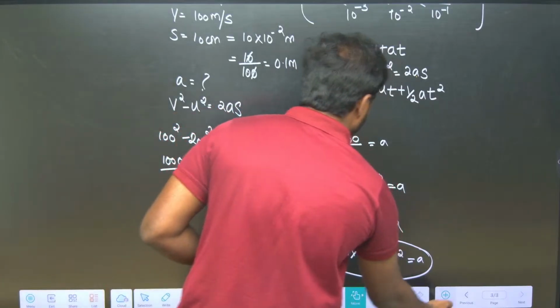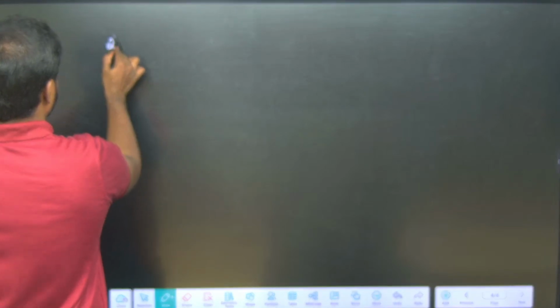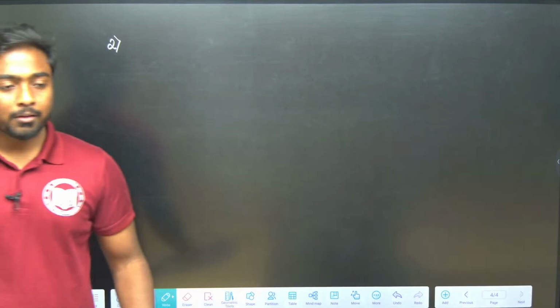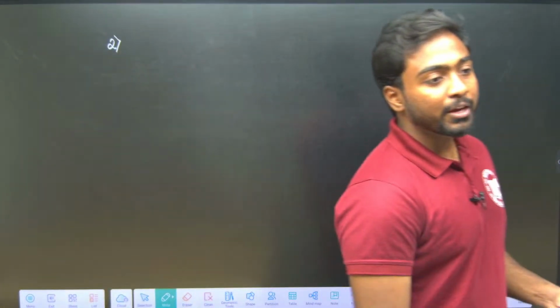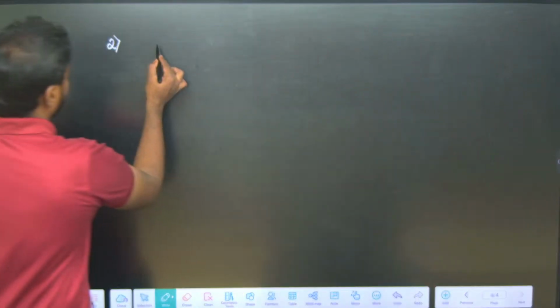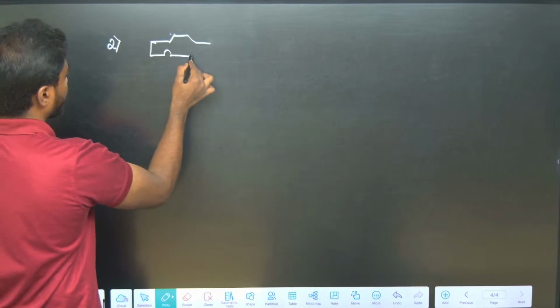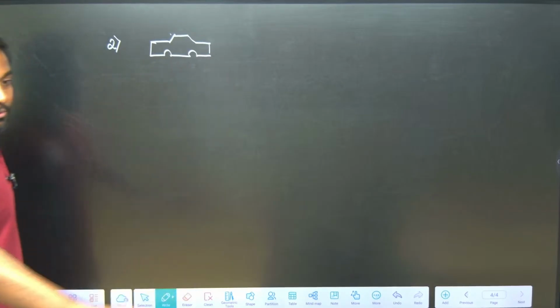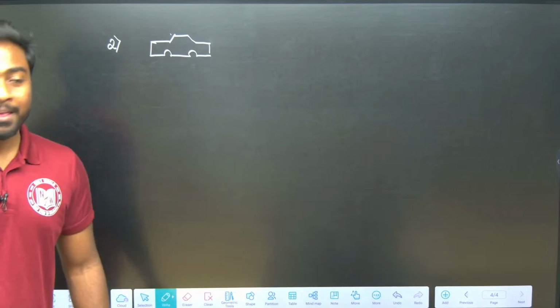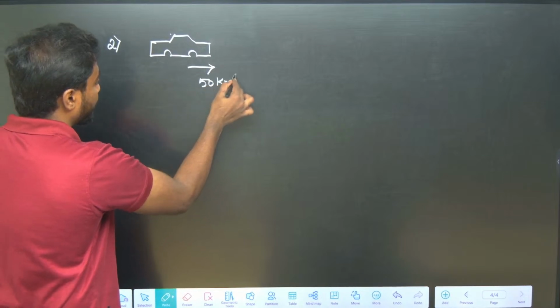Okay. So the second question. Fine. Let me read the question here. A car moving with a speed of 50 kilometer per hour. Okay. So there is a car. So I am weak at drawing. Okay. So moving with 50 kilometer per hour.